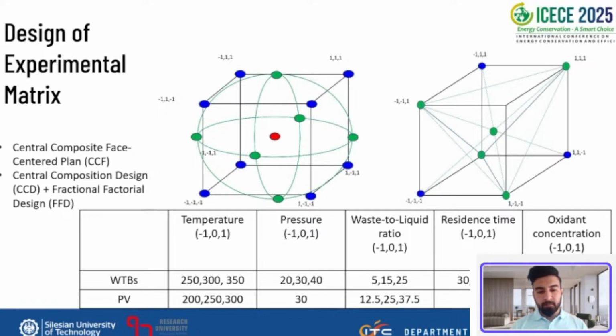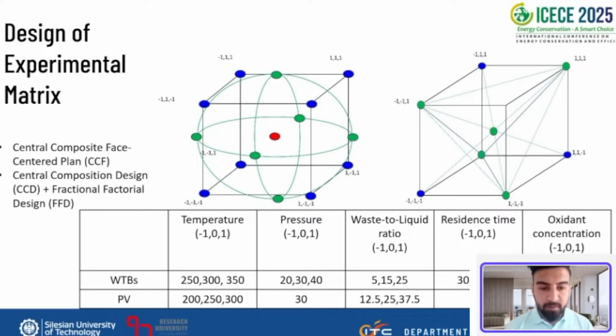In the case of wind turbine blades, during the process we tested 5 different parameters that are mentioned in the table, starting from temperature, pressure, waste to liquid ratio, residence time, and oxidant concentration. These -1, 0, and 1 are the coded values for the levels of these tested parameters. For wind turbine blades, you can see we started from 250 degrees centigrade of temperature, then 300 degrees C, 350 degrees C. The pressure was 20, 30, 40. Waste to liquid ratio was 5, 15, 25 percent. Residence time 30, 60, and 90 minutes. And oxidant concentration was 15, 30, and 45.